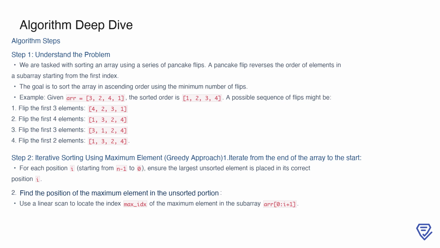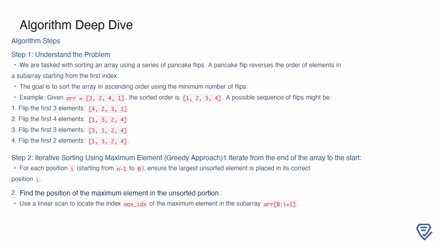A potential sequence of flips could involve flipping the first three elements to bring the largest number, 4, closer to the start, and then flipping the first four elements to position it in the correct place at the end. This process is repeated for the remaining unsorted portion until the array is completely sorted.